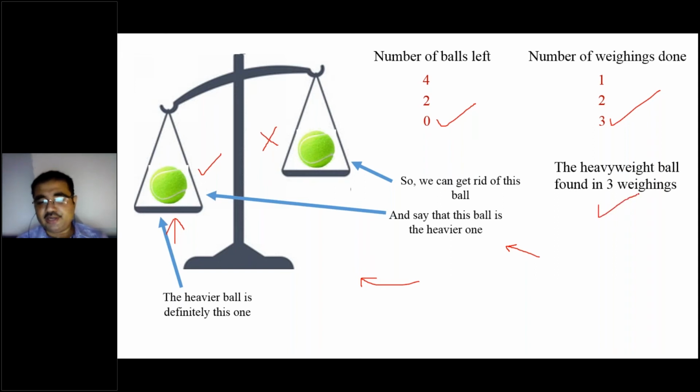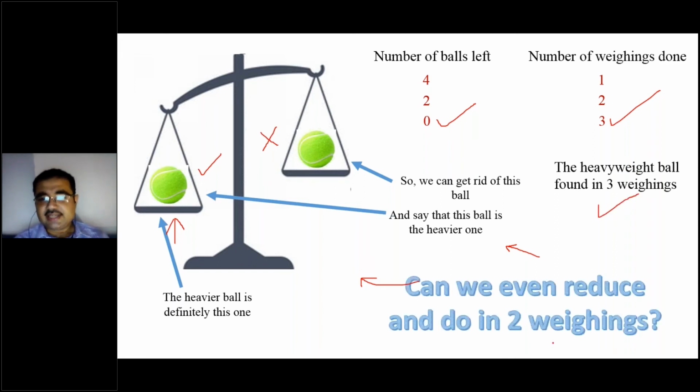The $1,000,000 question again is, can we even reduce and do it in 2 weighings? That's the biggest question at hand now. Do you think that we can even reduce and do it in 2 weighings? Is it possible?